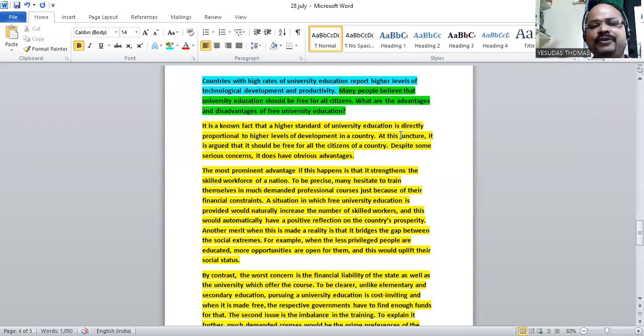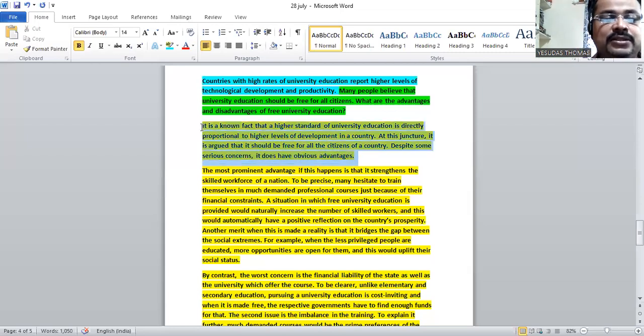So we do have an argument, a viewpoint that some people argue that when a higher degree of university education is there, we naturally have technological advancement and the overall productivity will go high. So based on this, we have to nurture people with more opportunities, so that university education should be free. Now, what are the advantages and what are the disadvantages of university education when it is given free? Now, this is the question.